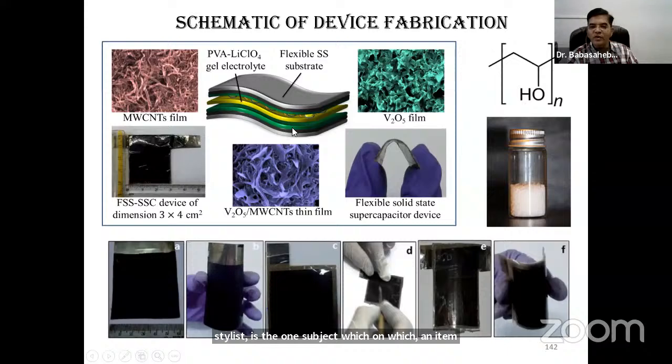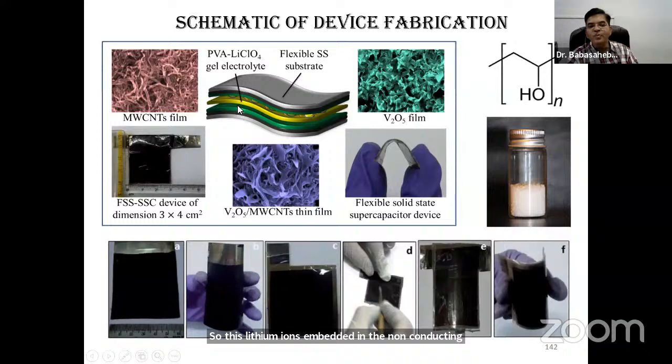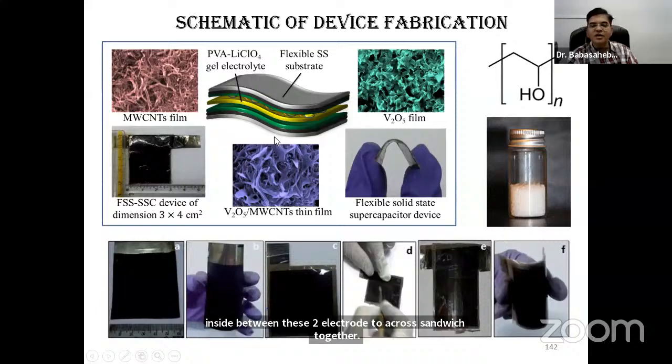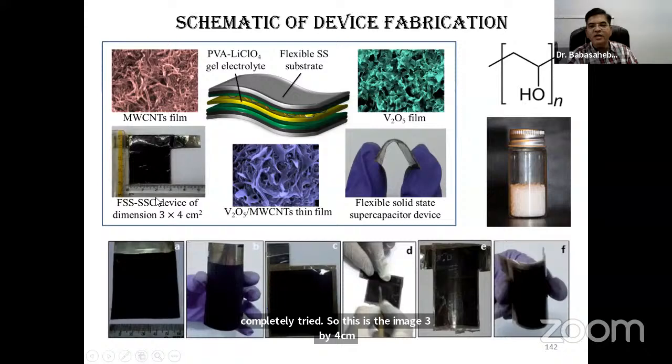Then we have taken a similar electrode, and in between we have embedded lithium perchlorate, where lithium ions are conducting, and PVA, which is a non-conducting matrix. So these lithium ions embedded in the non-conducting matrix, we made the gel and inserted it between these two electrodes, sandwiched together. Then we pressed that overnight, and then it is completely dried. So this is the image, a 3 by 4 centimeter square complete solid state device that we made in the laboratory.